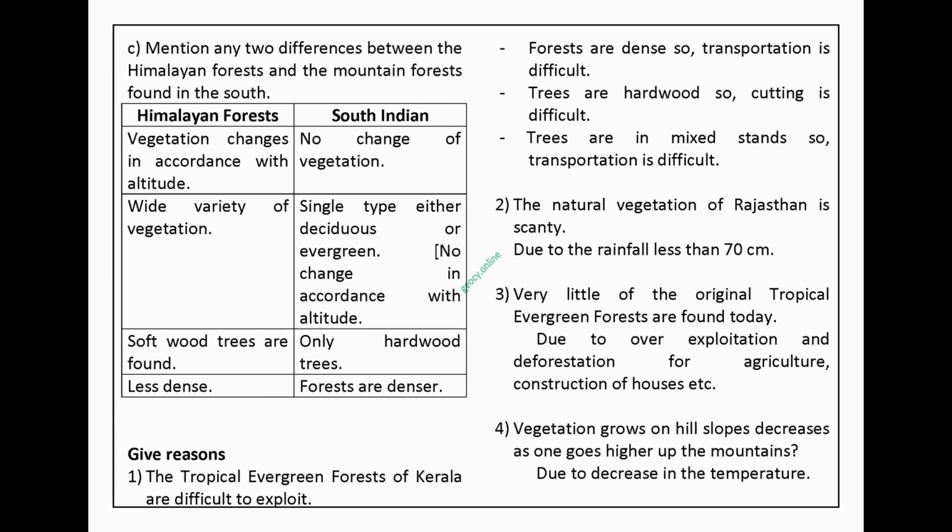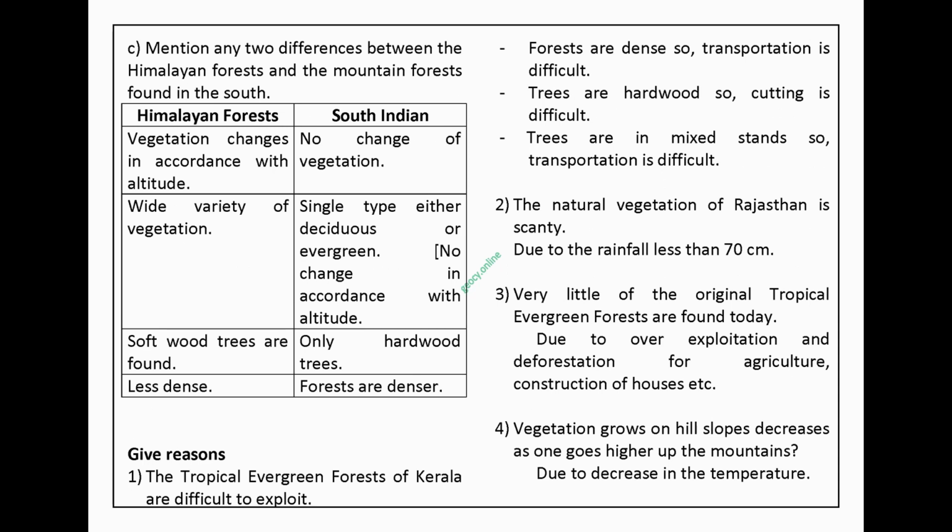Mention any 2 differences between the Himalayan forests and the mountain forests found in the south. Himalayan forests: vegetation changes in accordance with altitude; wide variety of vegetation; softwood trees are found; less dense. South Indian: no change of vegetation in accordance with altitude; single type, either deciduous or evergreen; only hardwood trees; forests are denser.